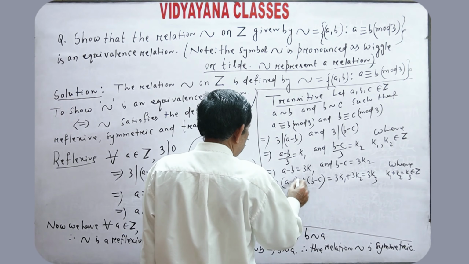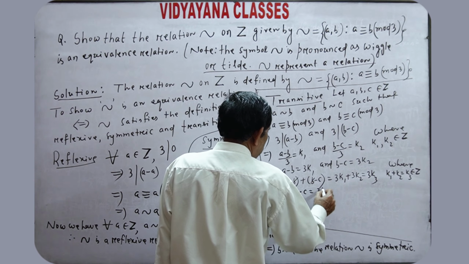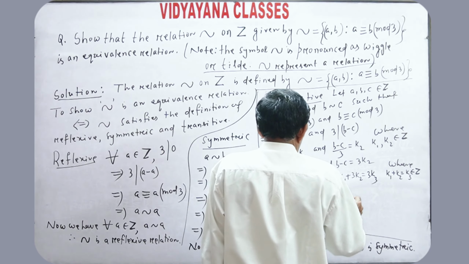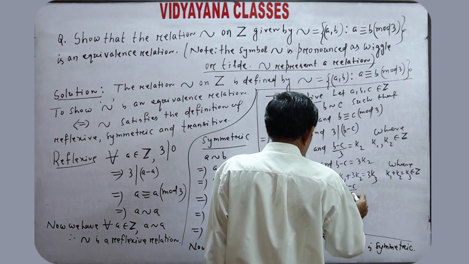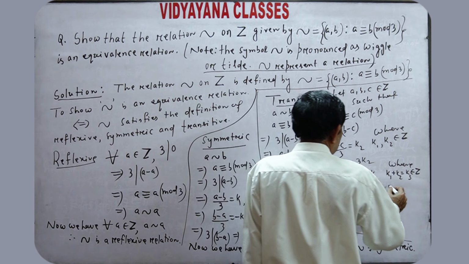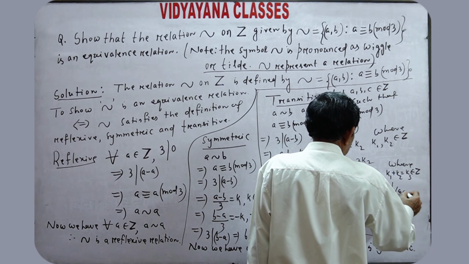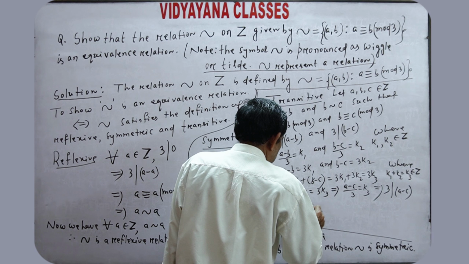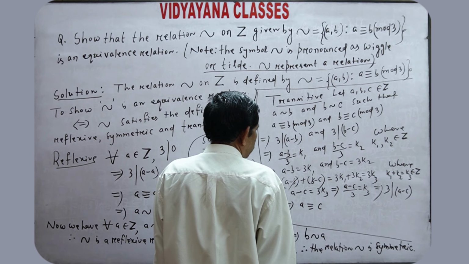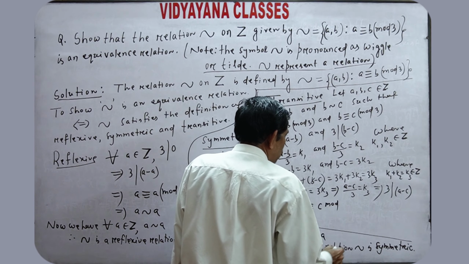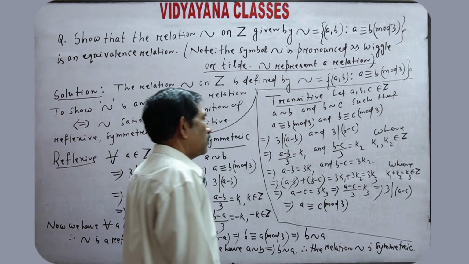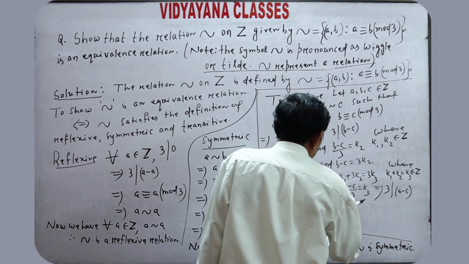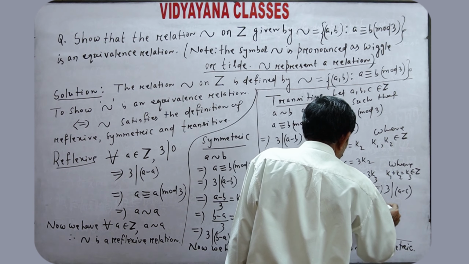B and B cancel, A minus C is equal to 3k3, which implies (A minus C)/3 is equal to k3, which implies 3 divides A minus C, which implies A is congruent to C mod 3. 3 divides A minus C, that means A is congruent to C mod 3, which implies A related to C.